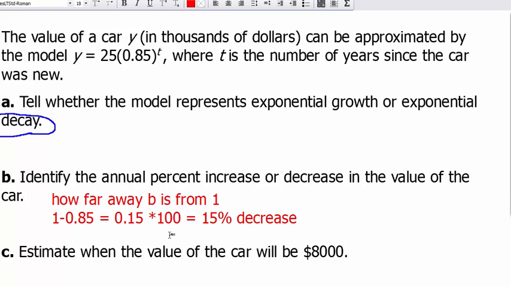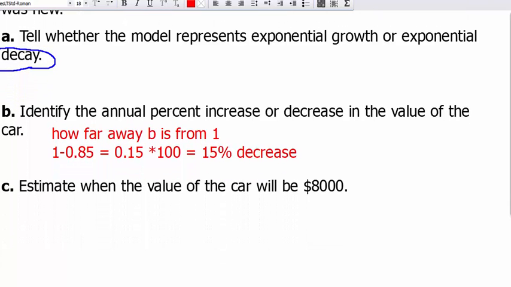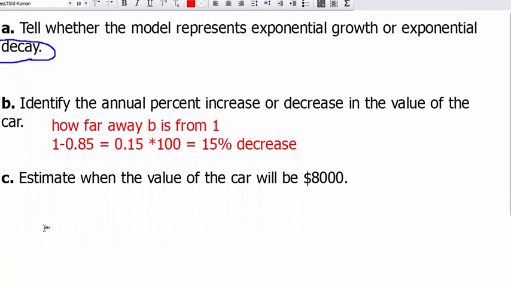It's the distance away from 1. That's telling me how much I'm going up or down every year. Now, how can I tell when a car is going to get to some value? $8,000. So if this is the original equation, the 8,000 goes here. The original equation was in thousands. This has to be also written in thousands.